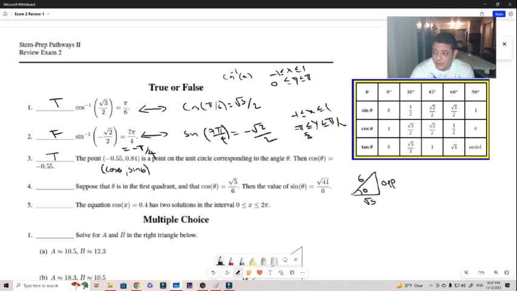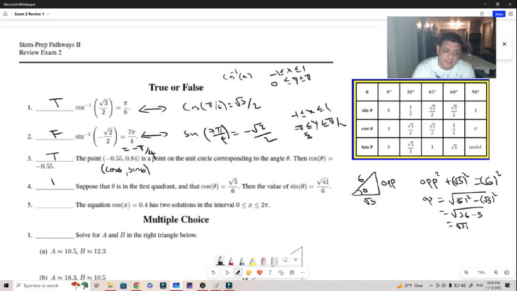But we can find the opposite by doing opposite squared plus the square root of 5 squared equals hypotenuse squared. And so this means that the opposite is the square root of 6 squared minus the square root of 5 squared, which is going to be the square root of 36 minus 5, and that's going to be the square root of 31. So this means that the sine of theta is not going to be square root of 41 over 6, it's going to be square root of 31 over 6. So this ends up being false.